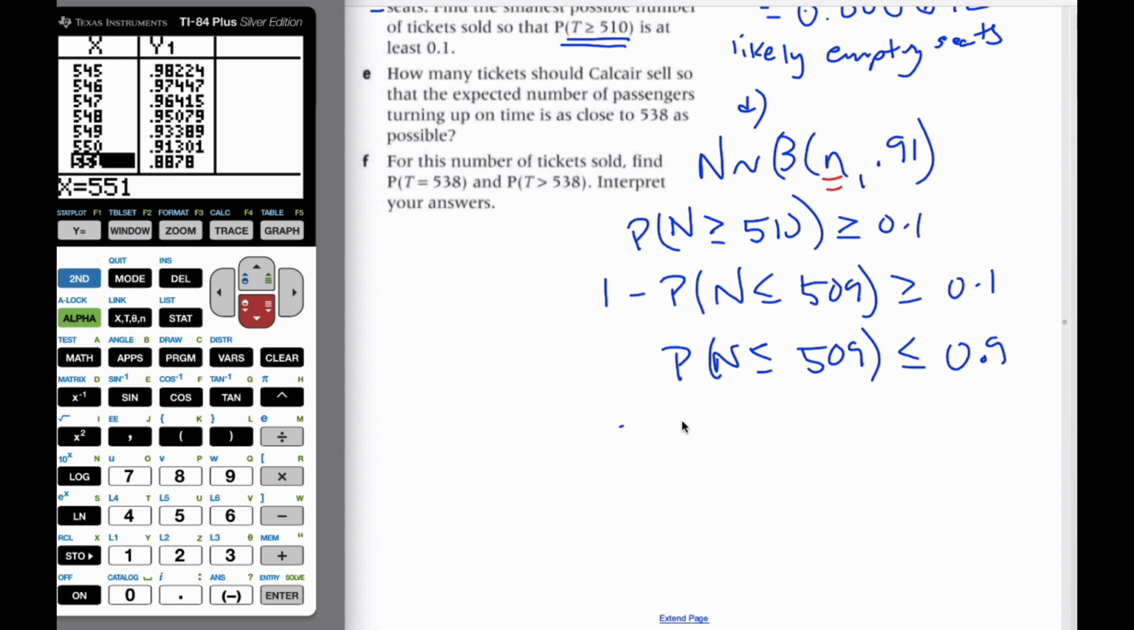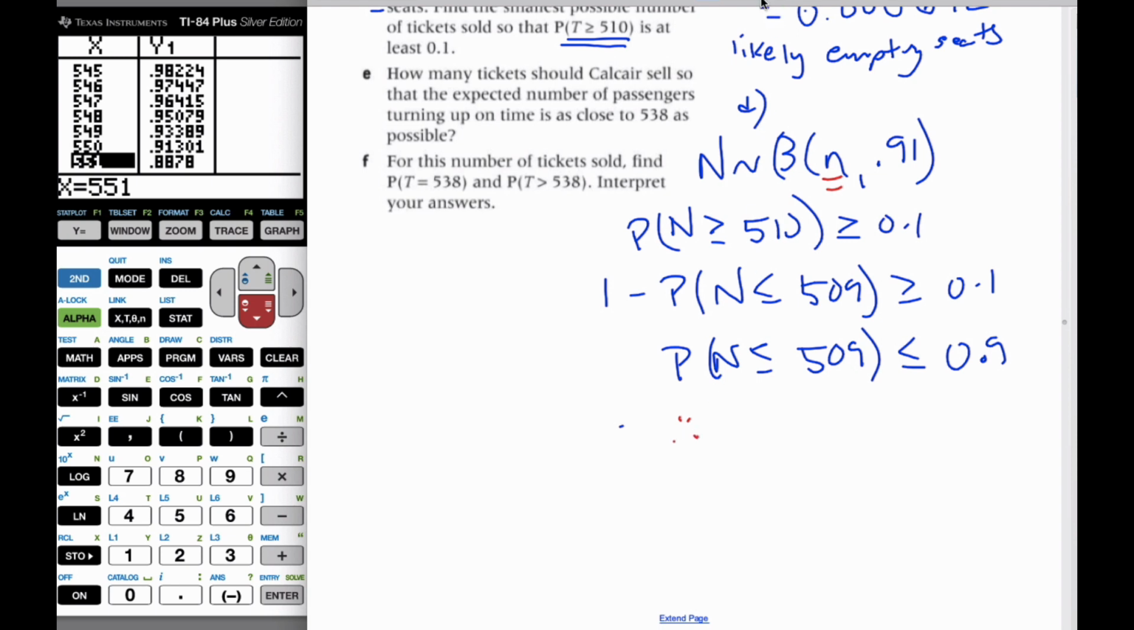I can see now, therefore, n is equal to 551. So the airline is going to sell 551 tickets. Even though there's 538 seats, they are going to sell more tickets because they know that people won't show up to make the flight, and so they want to fill all the seats up. And so this is how many tickets they will sell.